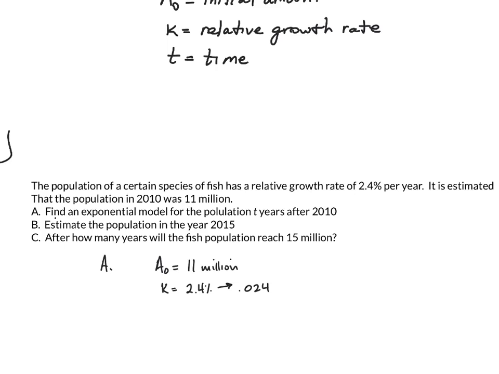So we need to find an exponential model for the population T years after 2010. So in 2010, 11 million is our zero value, or our year 0 value, so that's our initial value. So the model then could be the amount at any time t, and this will be in terms of millions, so I'm not going to write 11 million with 6 zeros, it's going to be just 11. So 11 times e to the 0.024 t, and then whatever value we get, just need to remember, is in terms of millions.